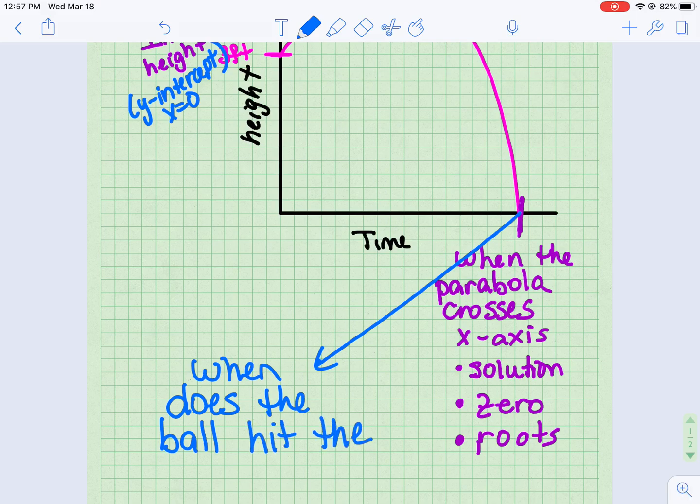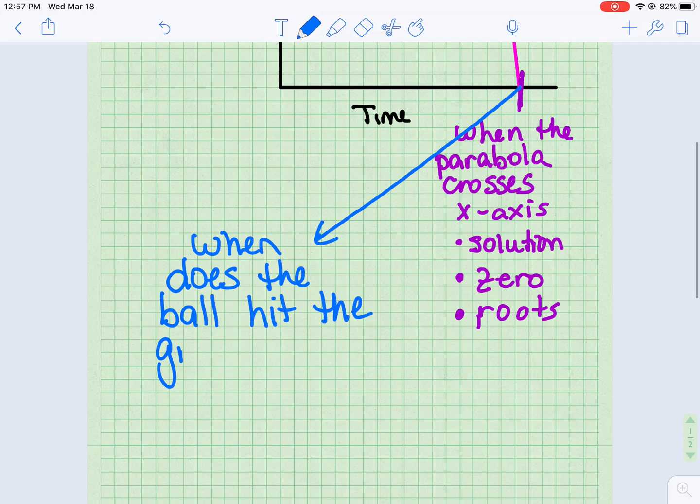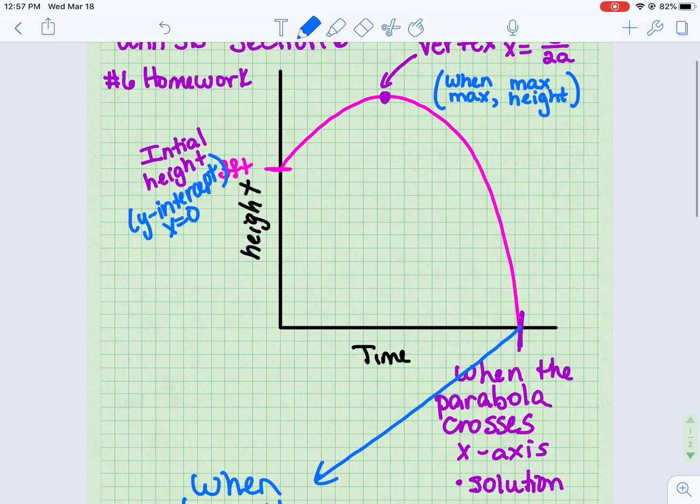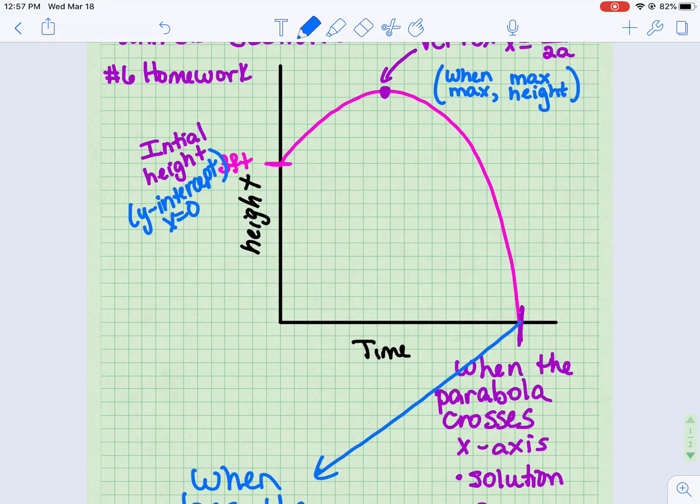Now, if it's hitting the ground, what would the height be? In this case, if it's hitting the ground, the height is 0. So we know it's hitting the ground, the height is 0. Okay, so that was basically what we talked about. You should already have that in your notes, but in case you missed the day that I taught that, that was kind of what our notes were, is just looking at this picture and thinking about what it means in math and in real life.